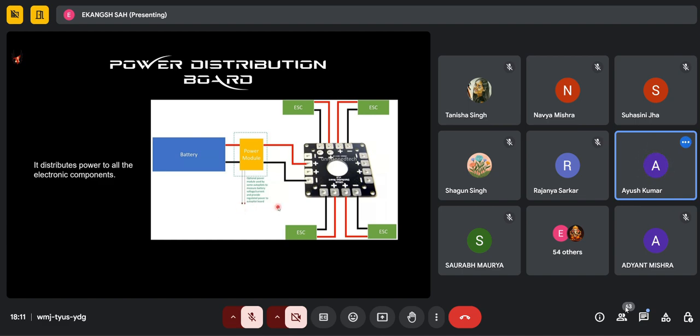Now this power distribution board is made up of FR4 material, which is an epoxy-based laminated interface. It is highly thermal resistive, meaning it has very little effect of heat, and it has copper traces engraved on it. These copper traces are often thick to avoid the effect of heat and for good conductivity. Now next slide.